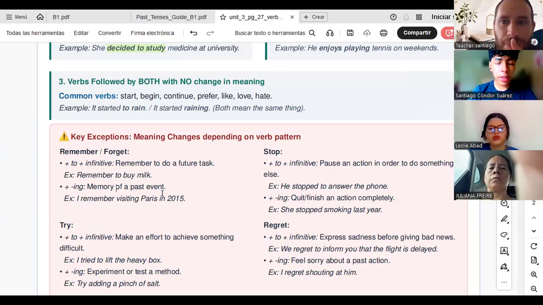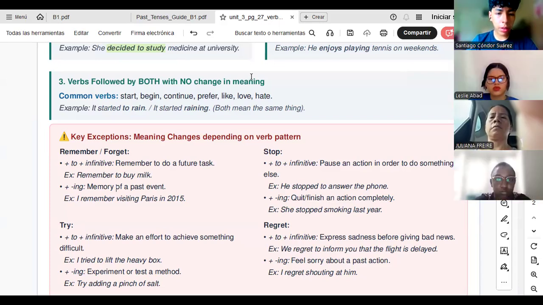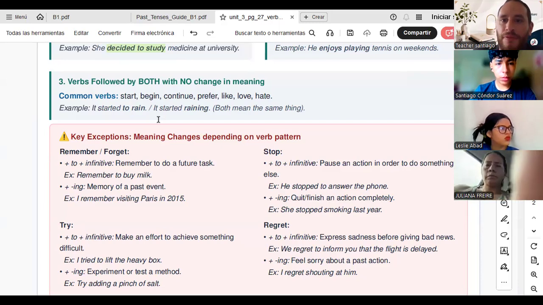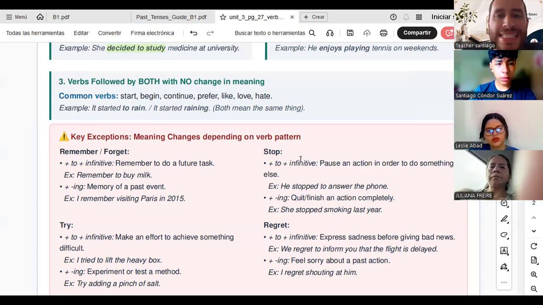Que uno tiene que hacer algo y el otro simplemente es como un recuerdo de algo que pasó. Exactly, Santi. So with infinitive, you have to do something. With an ing, you remember you did something. Se acuerda que tiene un pendiente, se acuerda de algo que ya hizo. ¿Ok? So, remember plus infinitive, remember plus ing. Now, stop.